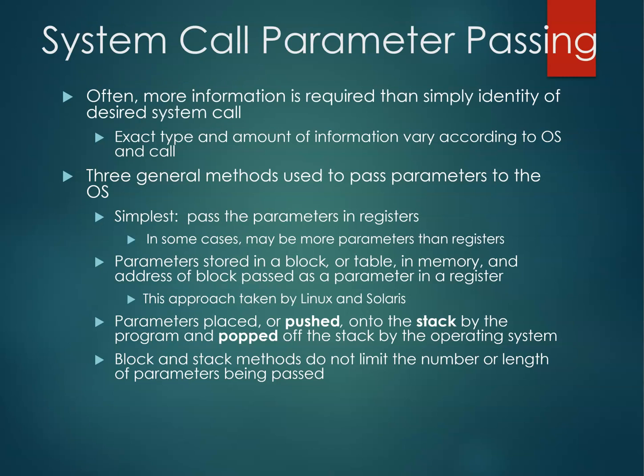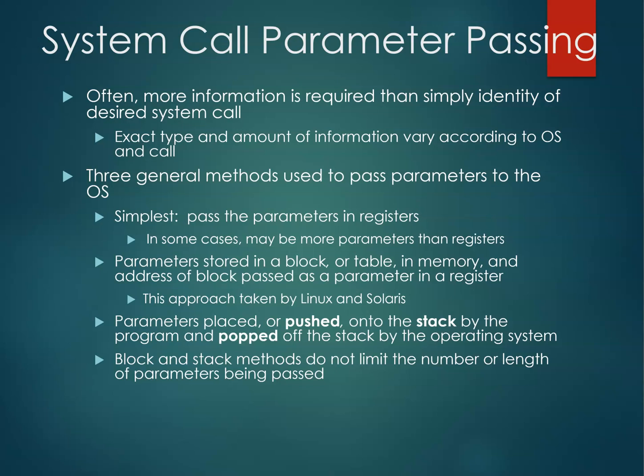So, when we pass parameters to a system call, it varies according to the OS. Three general methods are used to pass parameters. One is we could pass them in registers. But there could be more parameters than registers. Parameters can be stored in a block or table in memory, and the address of the block can be passed in a register. This is taken by Linux and Solaris.